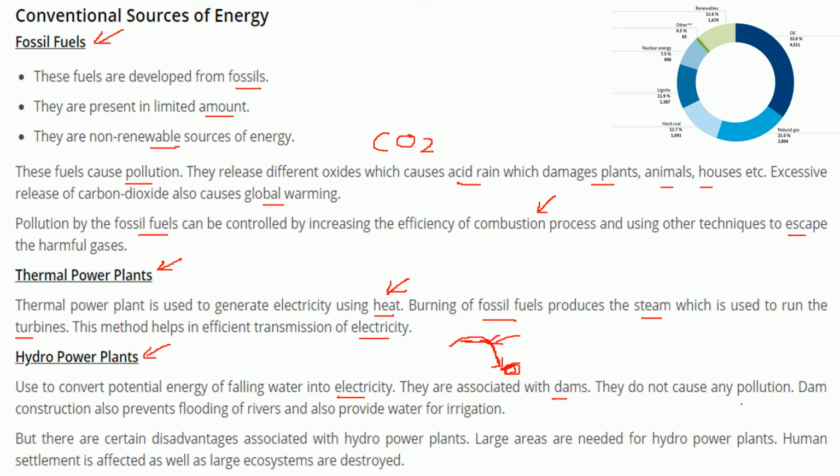They do not cause any pollution, as you are using natural energy. Dam construction also prevents flooding of rivers, and they are a source of irrigation, providing water for irrigation. But all is not good. There are disadvantages also. For a hydropower plant, a large area is required. Human settlement is always affected, and the natural ecosystem there will be either changed or destroyed.